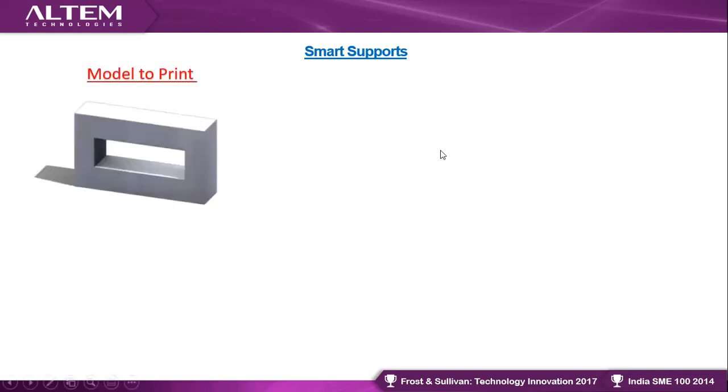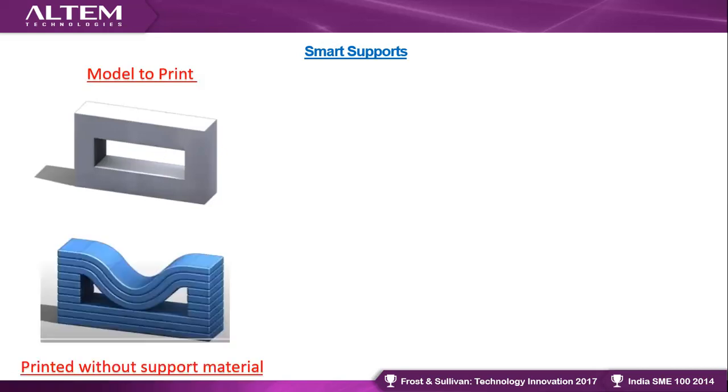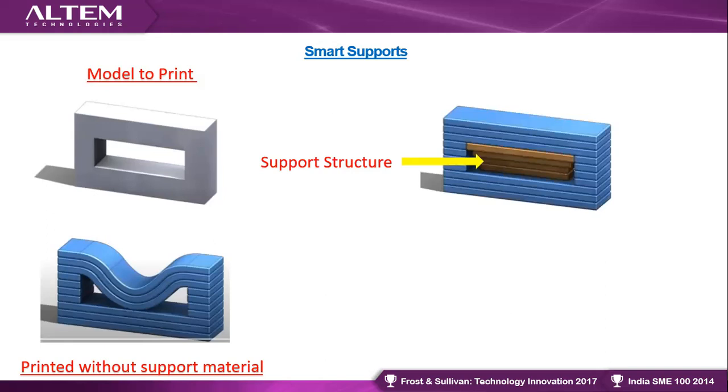Okay, thank you. So, the support. As you all know, where are we going to use support? If you are printing a model like this, you can see the face is an overhang, so you need a temporary support material to support this structure. So there I'm going to use the support material. This is what's going to happen if you print the same model without support material, and this is the support structure.